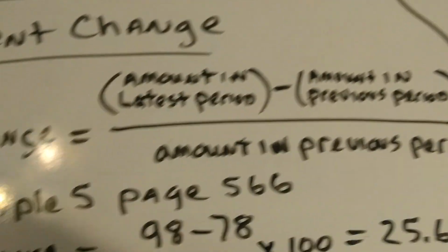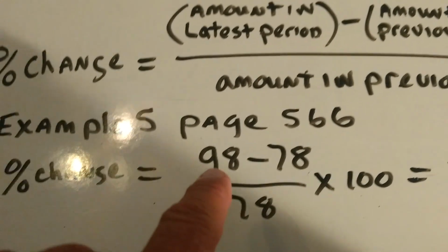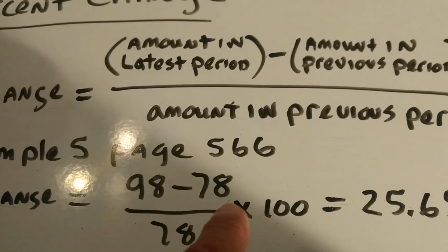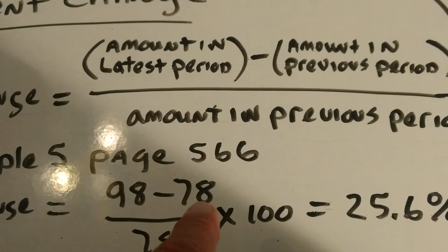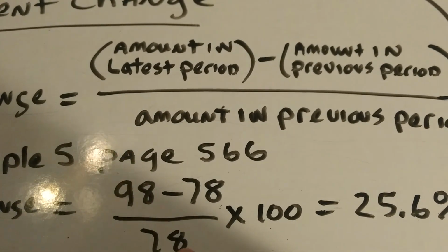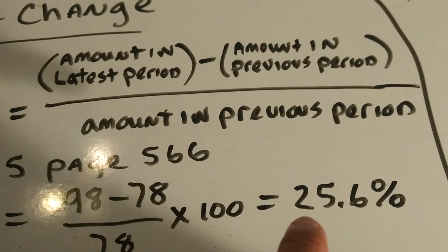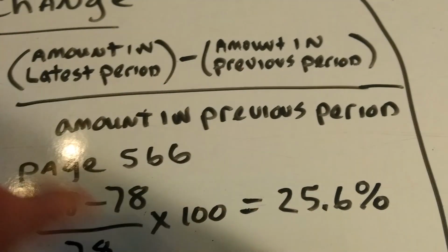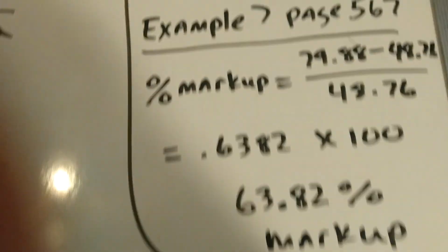All right. So 98 games is what they won as the latest period. 78 games is what they won in the previous. So we take 98 minus 78, divide by 78, multiply by 100, we get 25.6%. All there is to it. You got to know this formula.